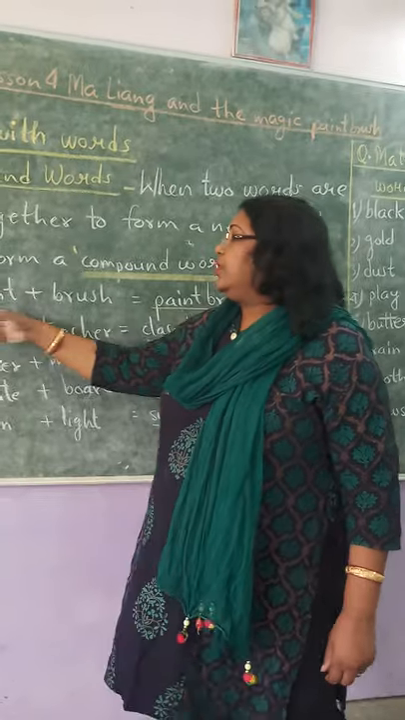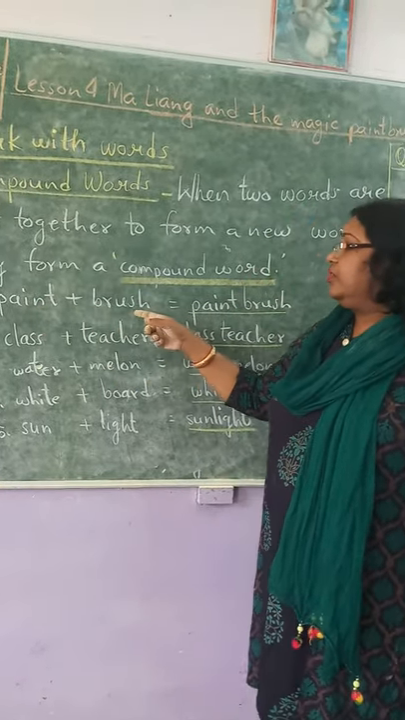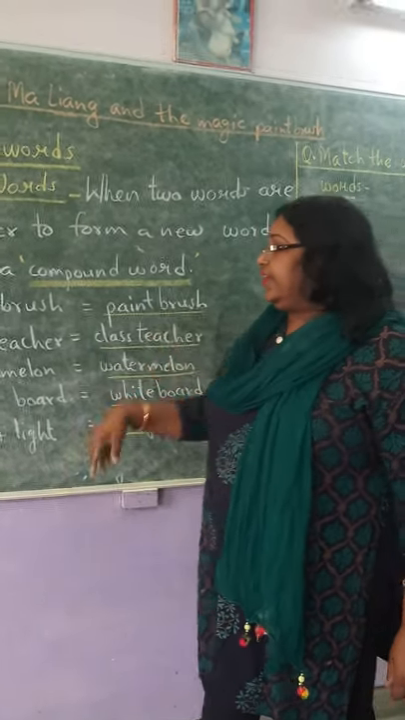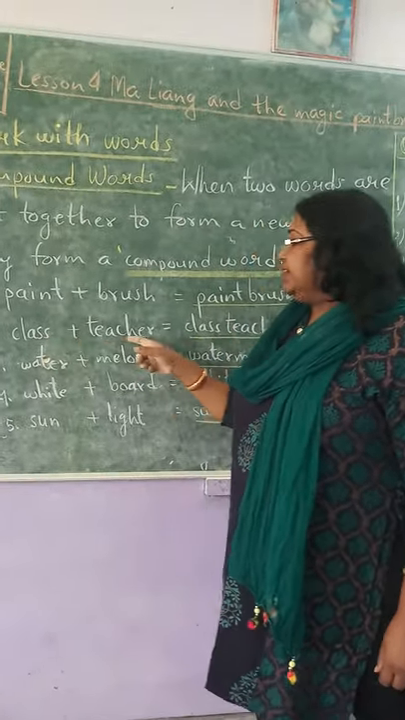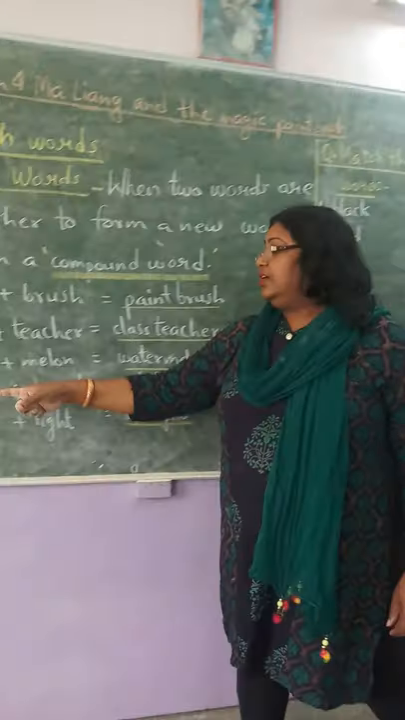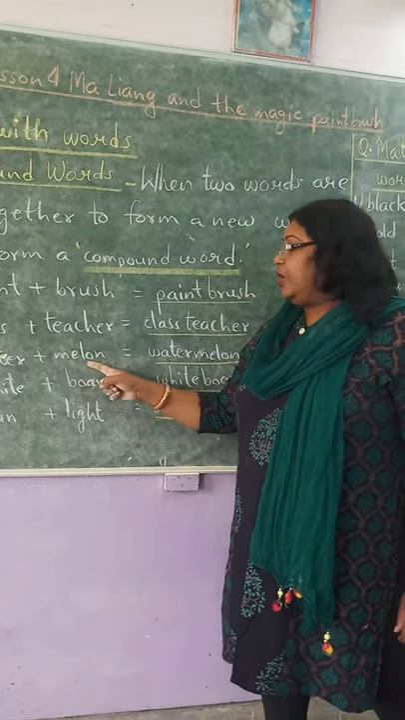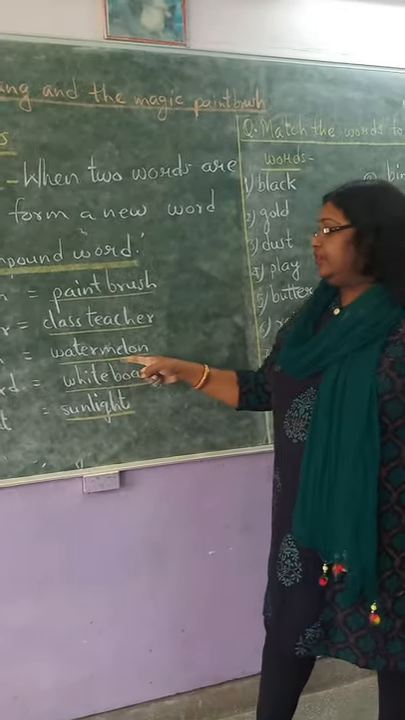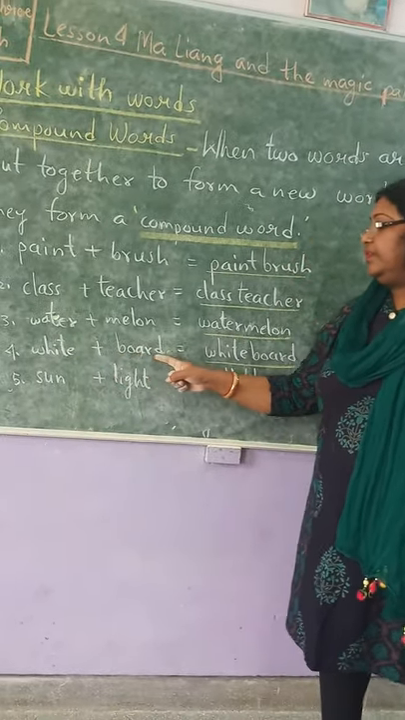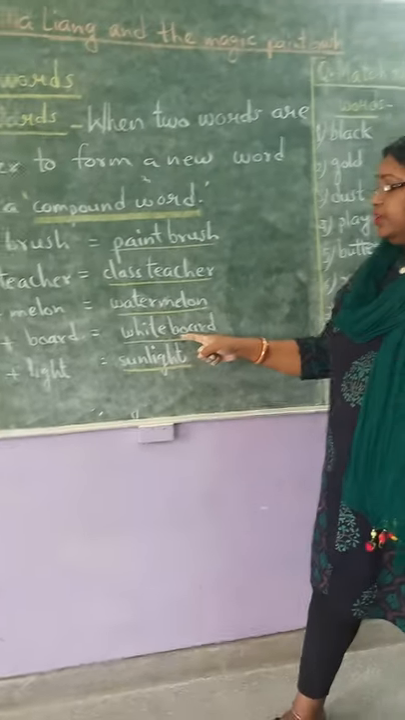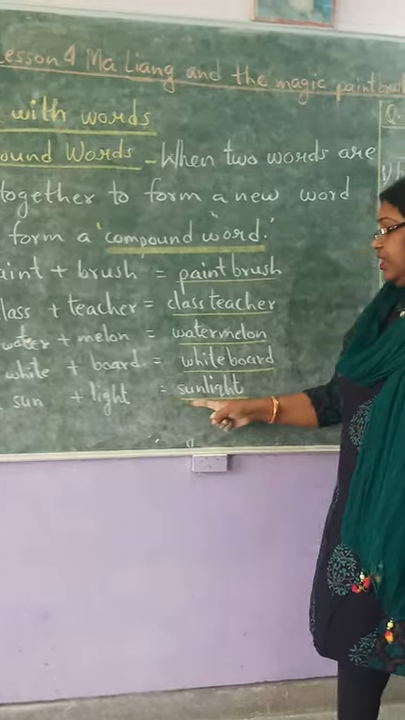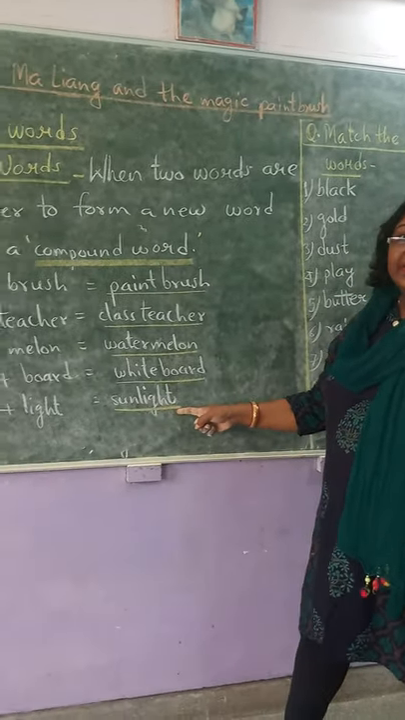For example, number 1, paint plus brush. The new word is paintbrush. Second, class plus teacher. The new word is class teacher. Third, water plus melon. The new word is watermelon. Number 4, white plus bowl, and the compound word is white bowl. Number 5, sun plus light, and the compound word is sunlight.